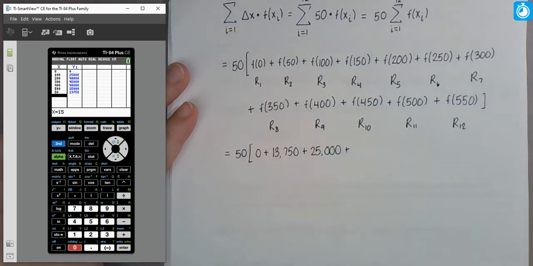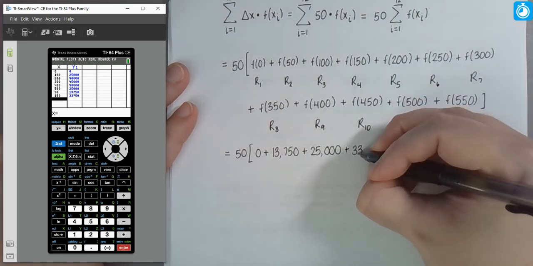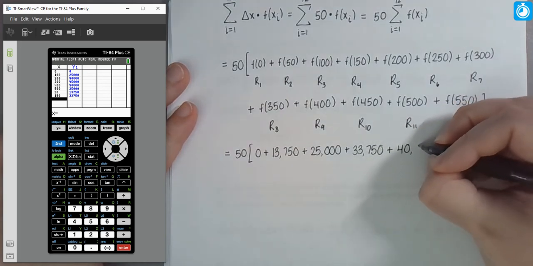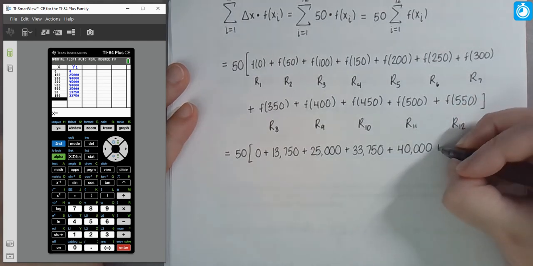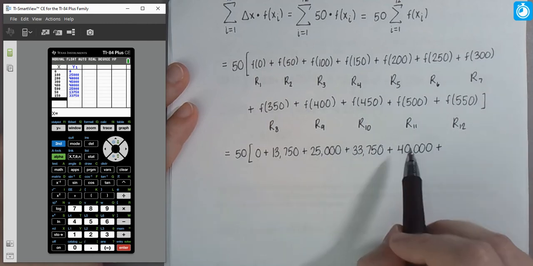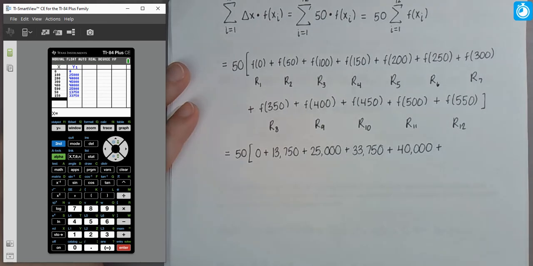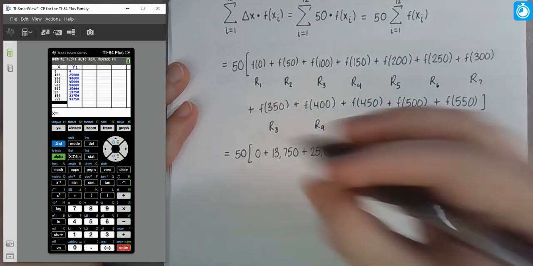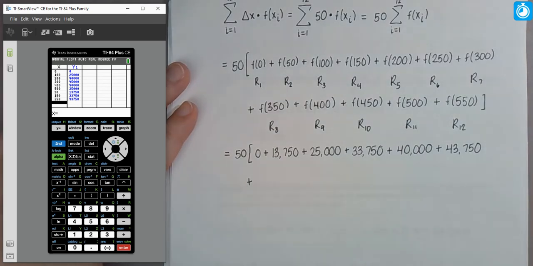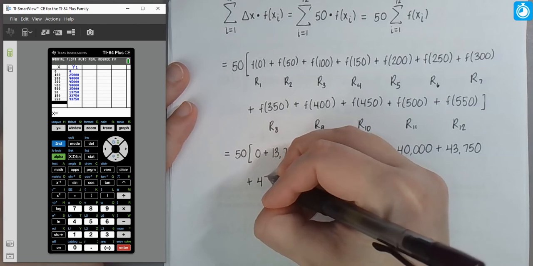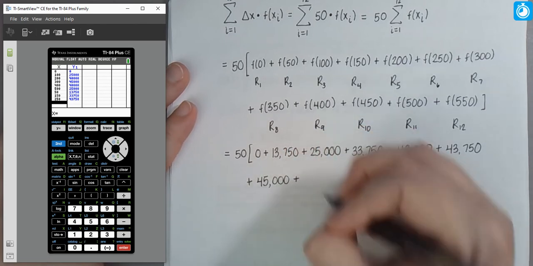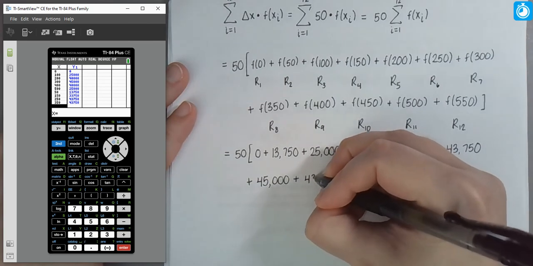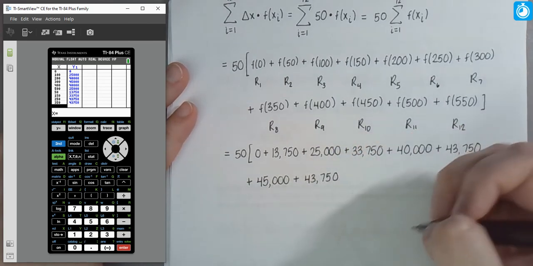f of 150 is going to be 33,750. f of 200 we already have, that was 40,000. Notice our outputs are increasing. If you think about the shape of the graph, there's a reason for that. Okay, so next 250, okay. So 43,750. Okay, so 250 to 300, which we already have, so that's going to be 45,000. Okay, 350, 43,750. Notice we get repeated outputs, so it looks like 45,000 is the area around which we peak.